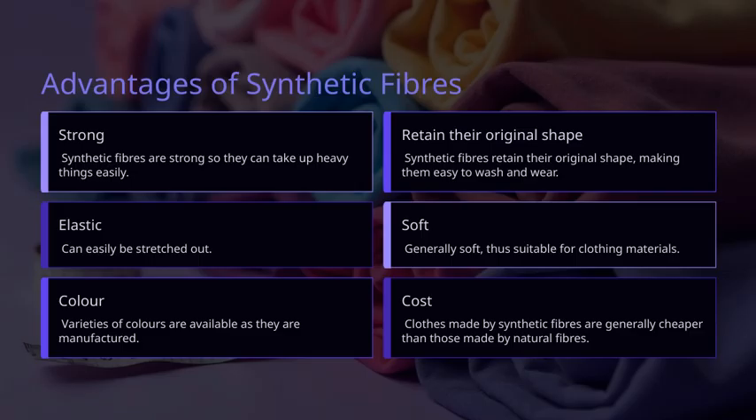Most synthetic fibers are soft, making them comfortable to wear, which is another reason they are popular in clothing items. Finally, in terms of cost, clothes made from synthetic fibers are generally more affordable compared to natural fibers. This accessibility makes them a practical choice for many consumers. Overall, these advantages highlight why synthetic fibers are so widely used in our daily lives and products.